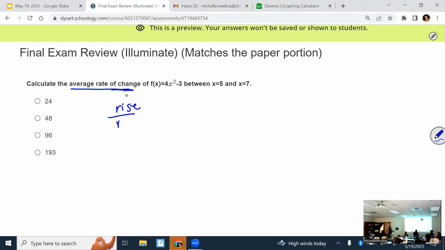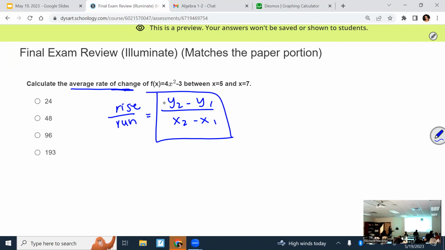Okay, so yes, rise over run works if you have a graph, which I don't have. You could graph this, yes, and then check your graph between where X is 5 and 7. Or you could use this formula, which I normally call my average rate of change formula. So this I would put on my note card, because you could use that for more than just slope. You could use it for any function, if the problem just tells you between what intervals. Like this one is telling me between where X is 5 and 7.